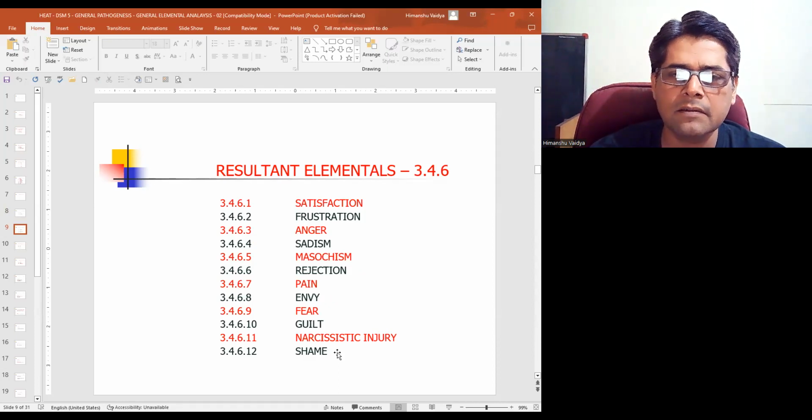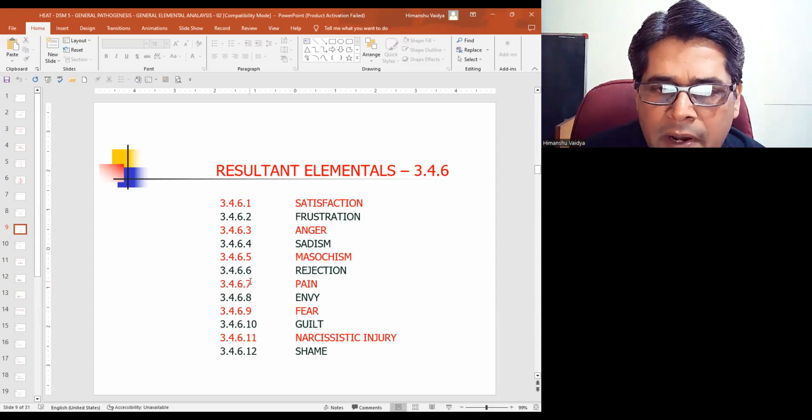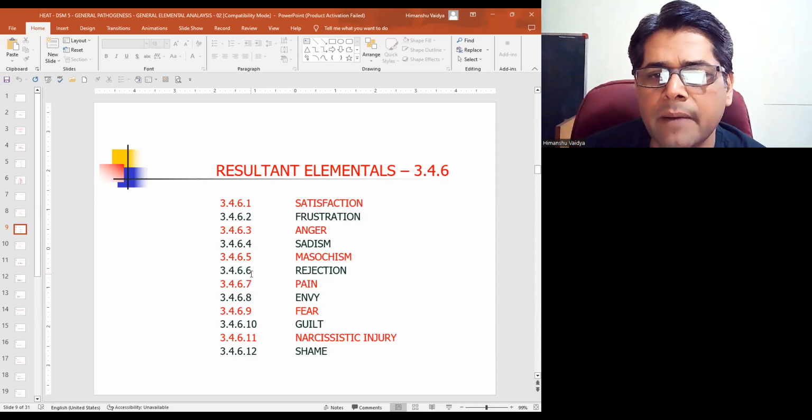Resultant elementals are important because, as a result of a traumatic experience, especially 6.2, 6.3, 6.4 — 6.2 and 6.3 will be very common. 6.8, 6.9, 6.10, very common. If you are dealing with narcissism, 6.11, 6.12 will be very important. If you are dealing with attachment issues, 6.6 will be very important.